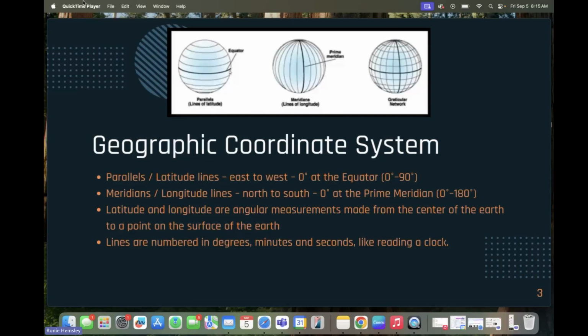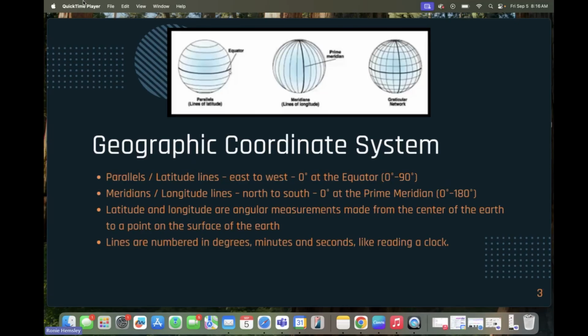Here we're working with latitude and longitude lines. Latitude lines, or parallels, run east to west with 0 degrees at the equator and extending up to 90 degrees north and south. Longitude lines, or meridians, run north to south starting at the prime meridian at 0 degrees and extending out to 180 degrees east and west. What's important to note is that the latitude and longitudes are angular measurements. They're measured from the center of the Earth to a specific point on its surface. Think of it like hands of a clock. These lines are numbered in degrees and minutes and seconds, giving us a precise way to locate any position on Earth.